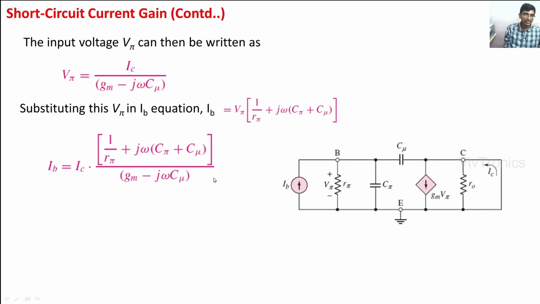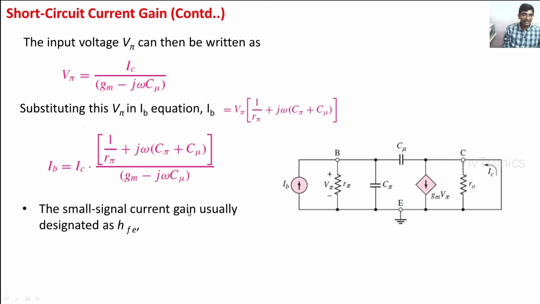So here we are going to substitute the V pi value. Okay, so V pi is equal to what? Ic divided by this Gm minus j omega c mu. After substituting, Ib will be equal to Ic into 1 by R pi plus j omega c pi plus c mu, divided by Gm minus j omega c mu. Okay, that is the value of the base current Ib.